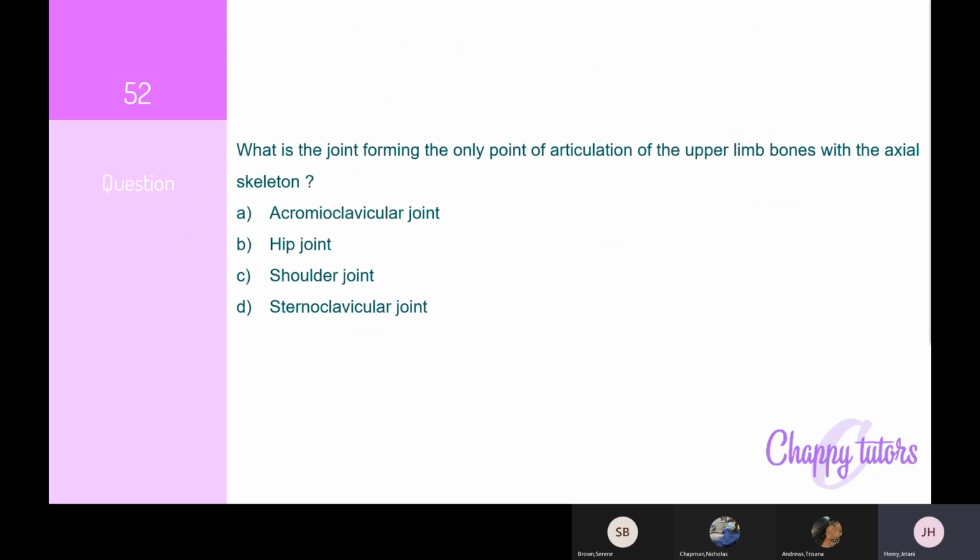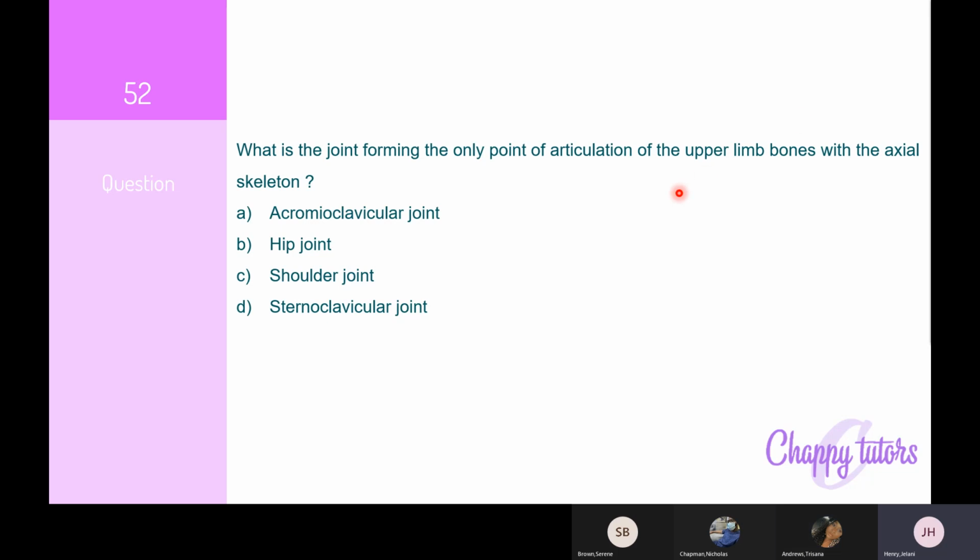Okay, another question. What is the joint forming the only point of articulation of the upper limb bones with the axial skeleton? What y'all think? I want to say D. And that is correct. That is very correct, right?